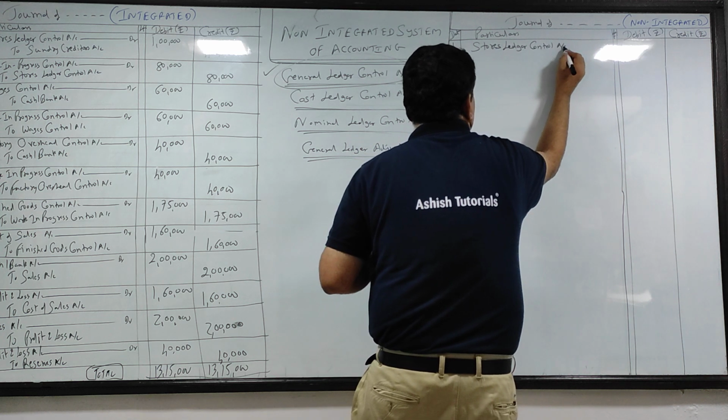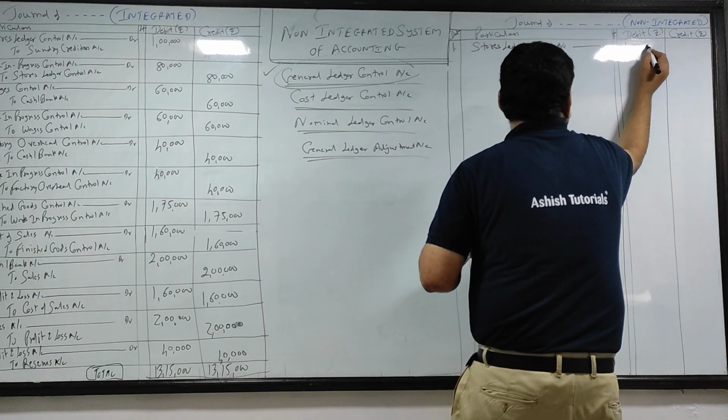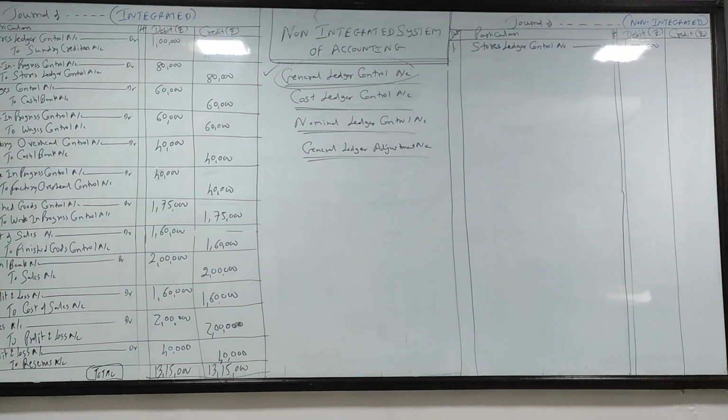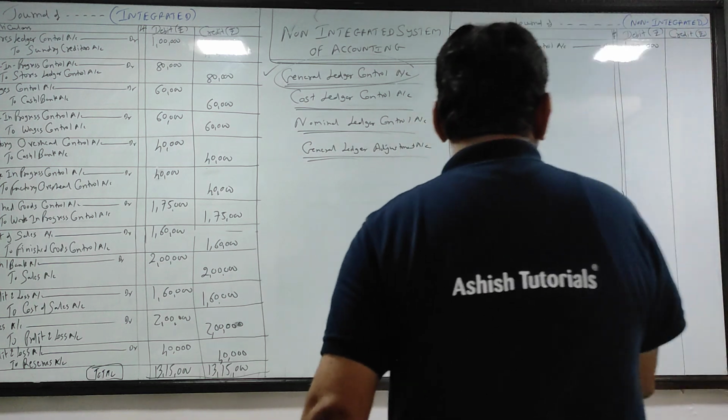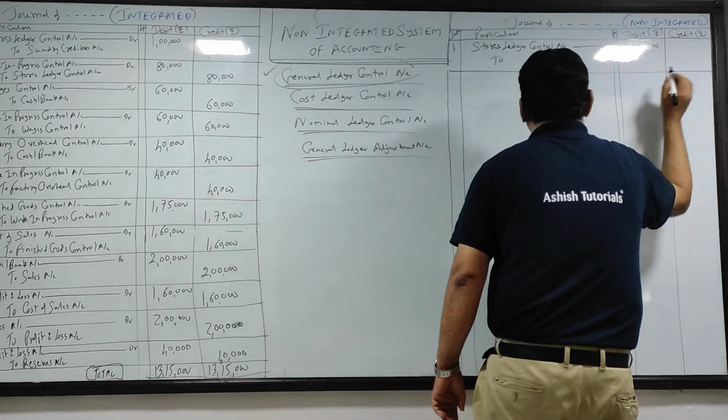Store ledger control account debit, that is 1 lakh. Just let me check the angle of the mobile. Yeah, sorry, it is a bit light, but it's okay. Store ledger control account 1 lakh. Now the question is, what do I credit?